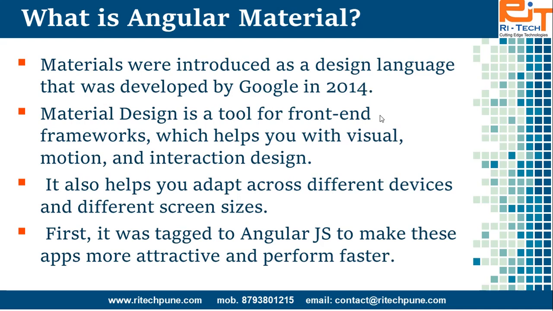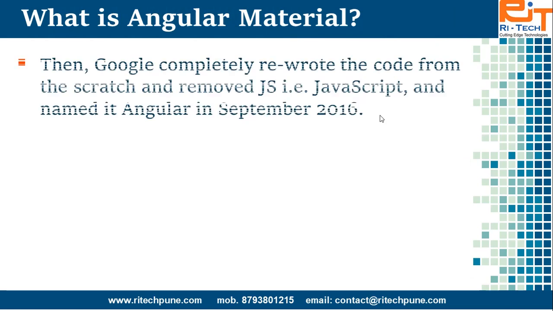Now, when Angular Material was introduced, it was first tagged with AngularJS. So a lot of people and companies used Material with AngularJS to make AngularJS applications more attractive and perform faster. Later on, the Google team rewrote the entire code from scratch, removed the JS, that is JavaScript, and named it Angular in September 2016. Google came with a new single page application development framework called Angular, entirely based on TypeScript.